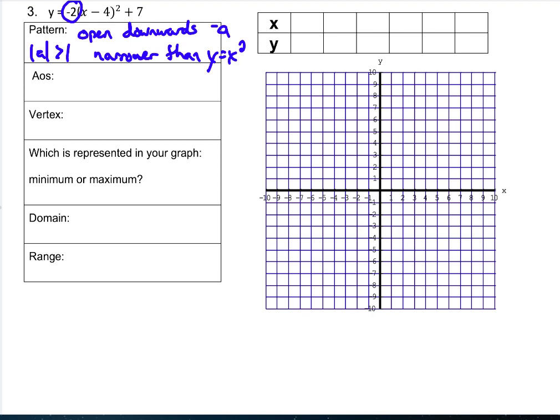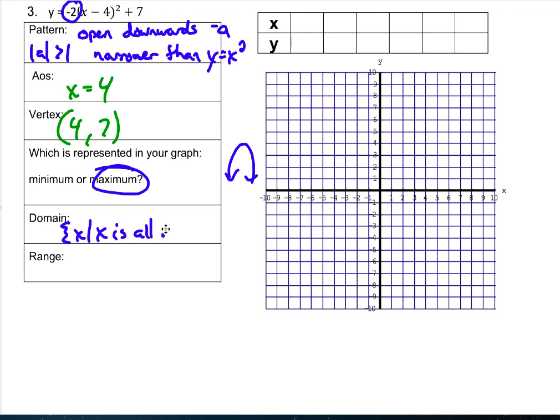So my axis of symmetry is going to be x is equal to 4, because that's my h value. My vertex is at 4, 7. All right. Since it is opening downwards, I'm going to have a maximum. My domain is x such that x is all real numbers. So that one's consistent. For my range, y such that y is less than or equal to that k value of 7, because that's going to be my high point.